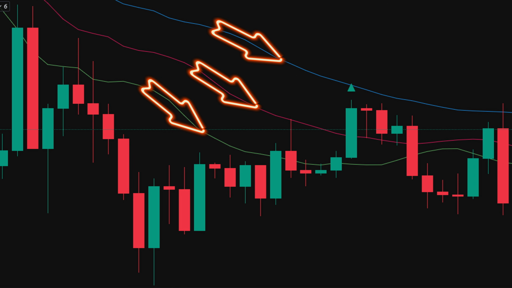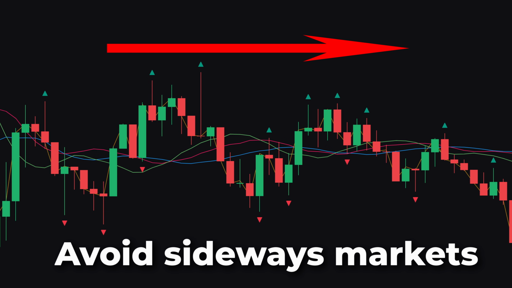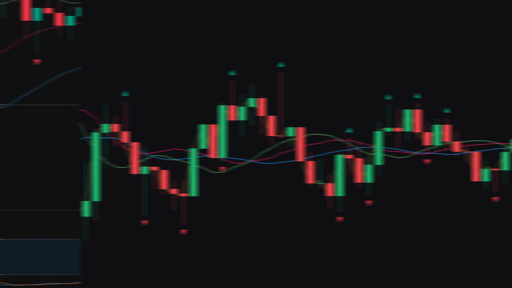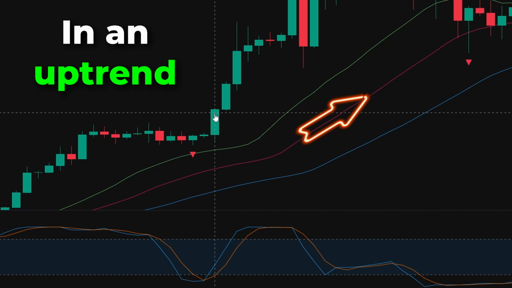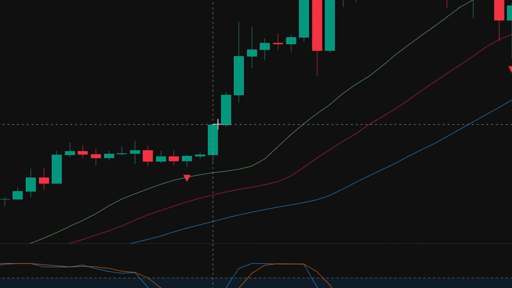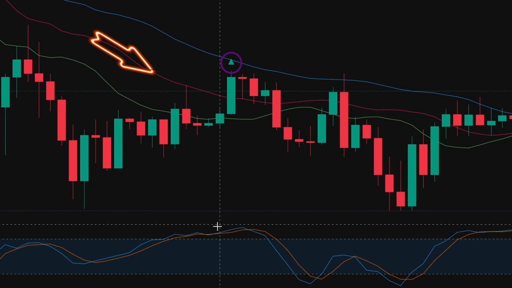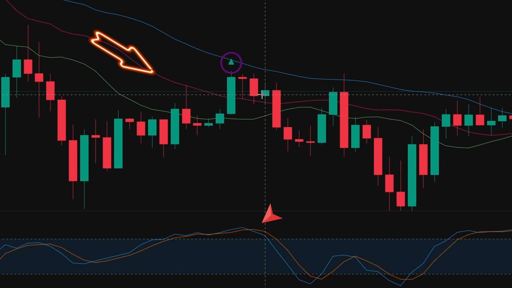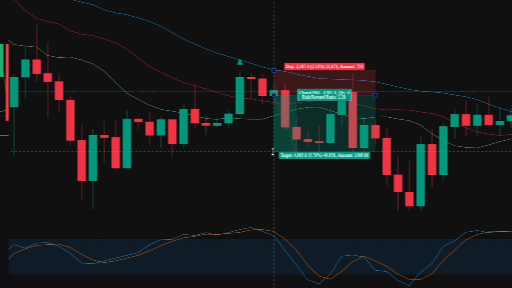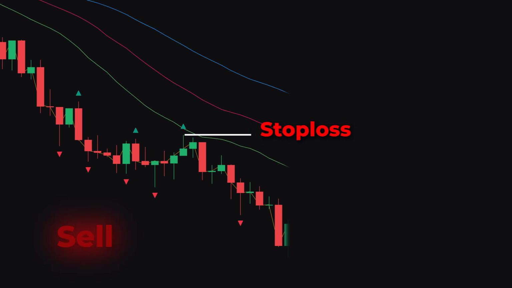If they are pointing down, it's a downtrend and we look for sells. Avoid sideways markets where the lines are crossing each other. Entry condition: in an uptrend, wait for a bottom fractal to appear while the stochastic RSI is in the oversold zone, below 20. In a downtrend, wait for a top fractal while the stochastic RSI is in the overbought zone, above 80. Stop loss should be set below the fractal for buys, and above it for sells.